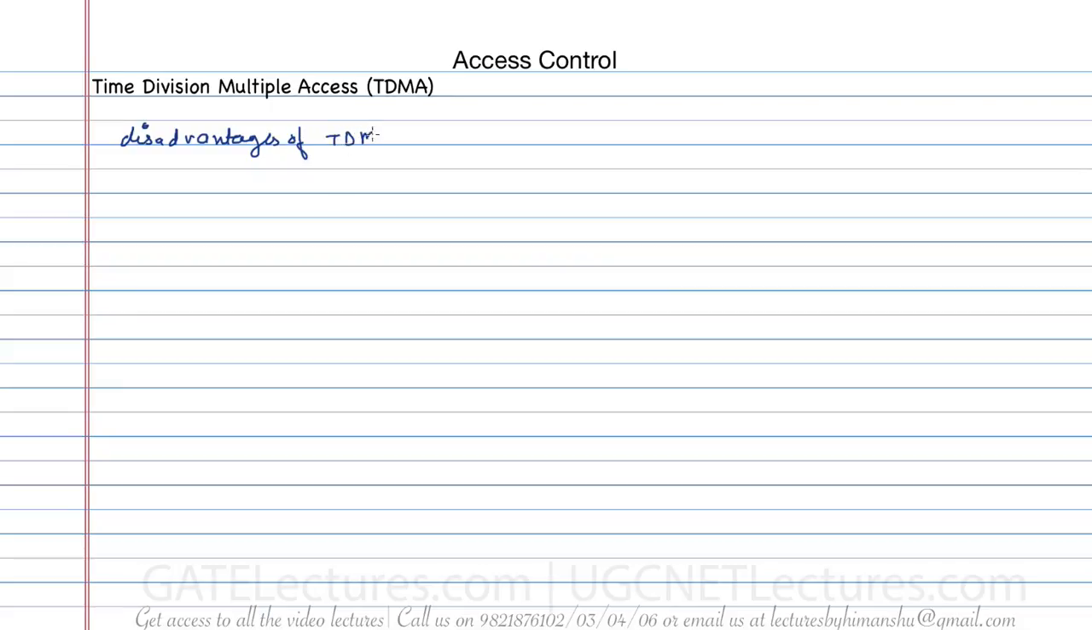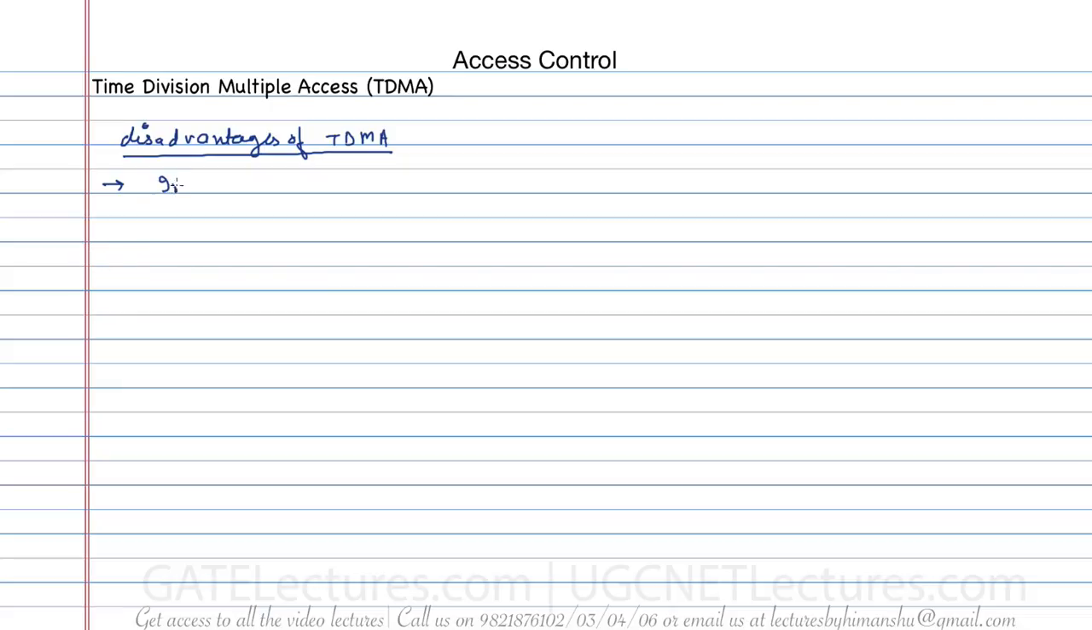Time division multiple access. Okay, the first disadvantage is unnecessary waiting. What can happen is, if one station is not interested in sending the data, we are still reserving some time slot for that particular station. For example, if station A does not want to send the data, we are still giving it some time slot.